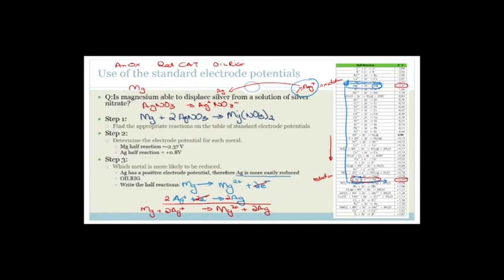Let me explain again. Nitrate is NO3 minus, magnesium is 2 plus. So to balance, we need 2 nitrate ions. So therefore, we've got Mg(NO3)2 plus two silvers. So yes, we get silver out. Yay!